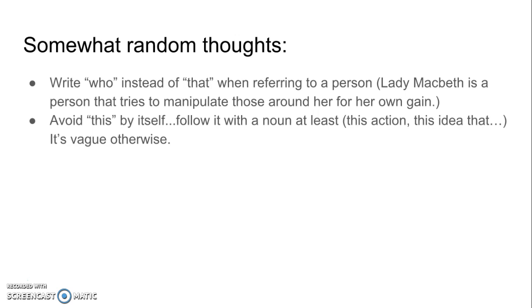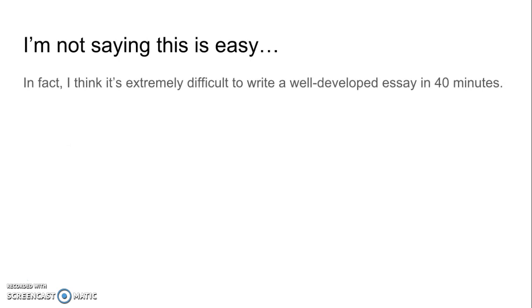Here are a couple of random thoughts that are mostly stylistic too, but I think it just elevates the style of your writing because we're looking for that sophistication. So write who instead of that when you refer to a person. Lady Macbeth is a person that tries to manipulate those around her for her own gain. Instead, just write Lady Macbeth is a person who tries to manipulate. And avoid writing the pronoun this by itself because it can be vague. So follow it with a noun, this action, this idea, because otherwise it will sound vague in your writing.